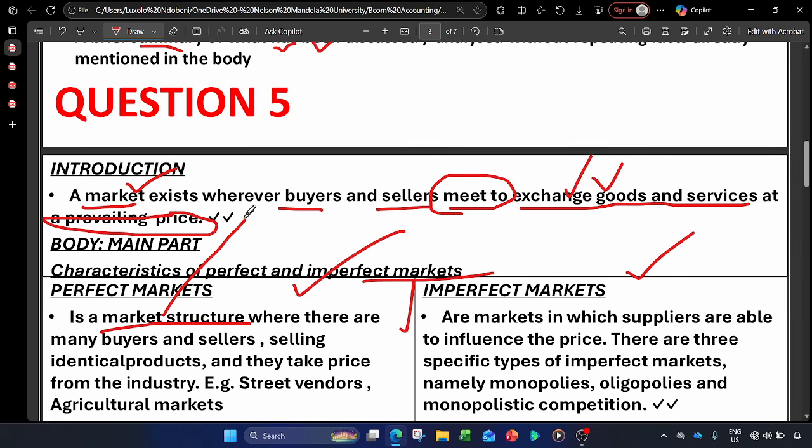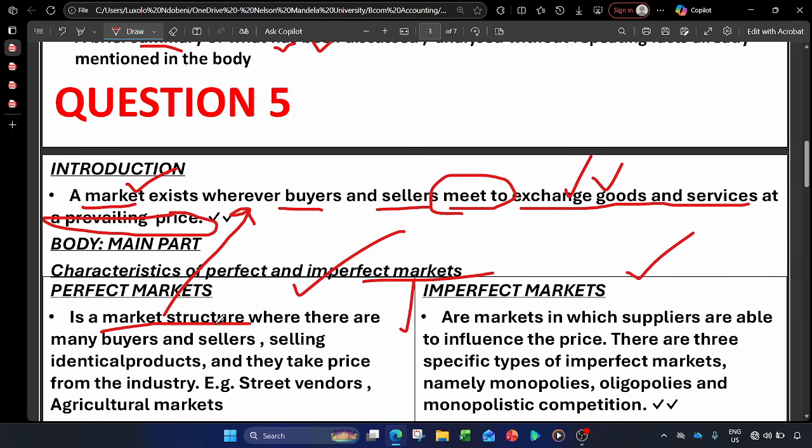So a definition of the market structure is this one: it is a place whereby buyers and sellers meet to exchange goods and services at a prevailing or a charged price, right? So if they ask you to define a market structure, don't be confused, it's the same as the definition of the market. So when it comes to the perfect market, it is a market structure. All of them are the market structures: monopolies, oligopolies, monopolistic competition.